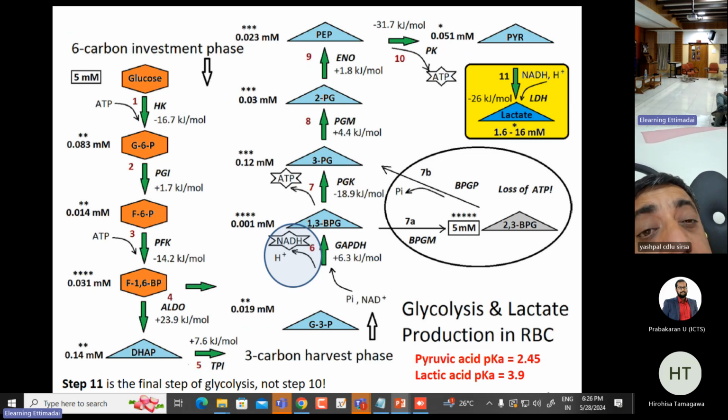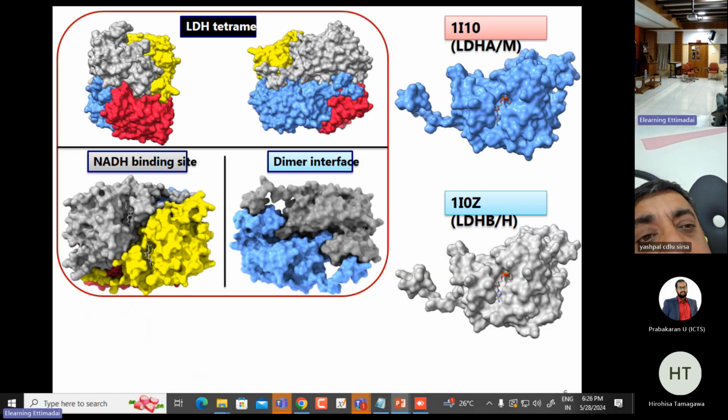But then we should remember that in all these steps, one main thing is you got lactate at the end, not just pyruvate. There is way more lactate than pyruvate. Now we come to how this enzyme is. You can see that it is a monomer.